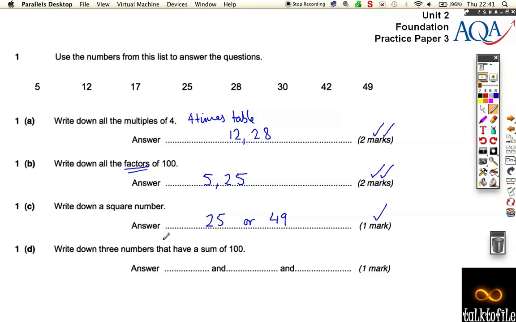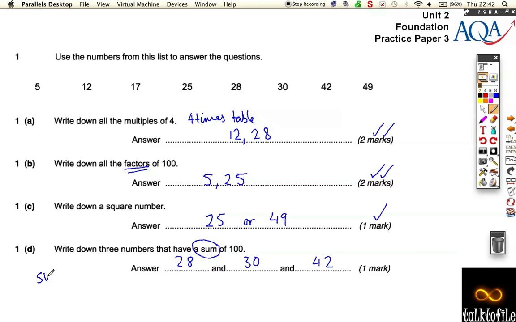And write down 3 numbers that have a sum of 100. Well, if we try and match up the numbers that go together nicely, well, 28 and 42 go nicely, don't they? So what does that make? That makes 70, and then we've got 30. Well, that's it. We're done then. 28, 30 and 42.